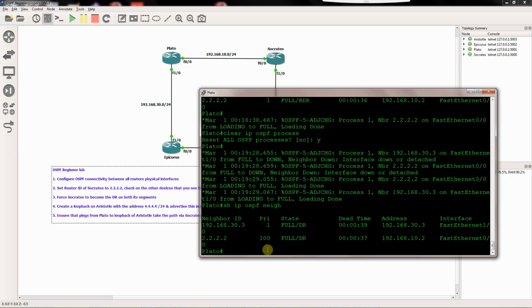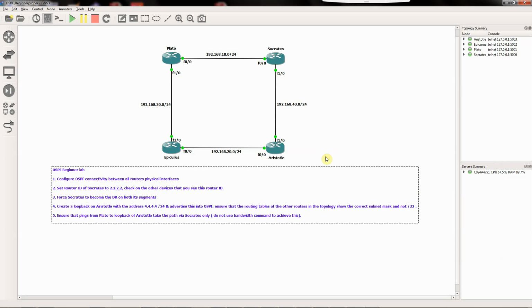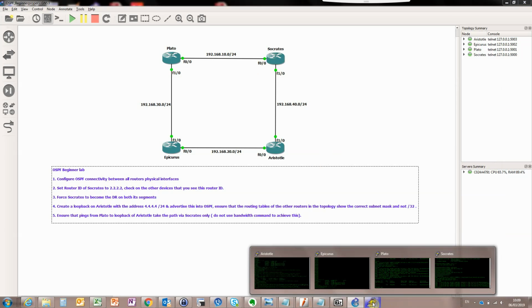Okay, just check that by showing IP. Well, you can see there that it's 10.2. You can see the neighbour ID. You can see it's known via 10.2, and you can see it's now become the DR. So that's on Plato.